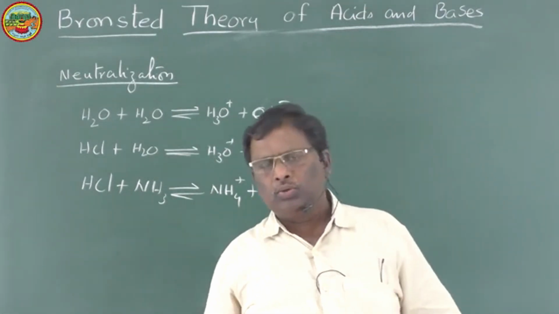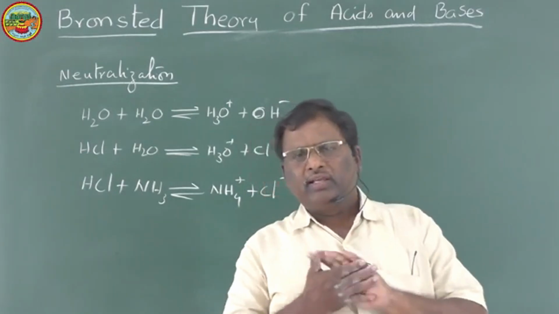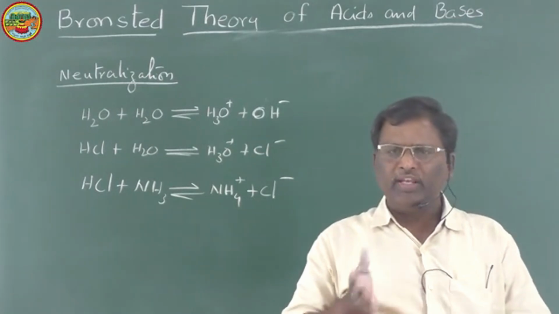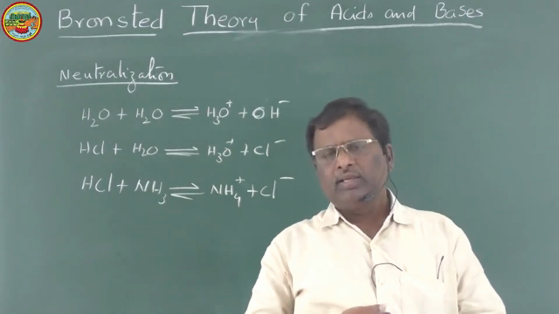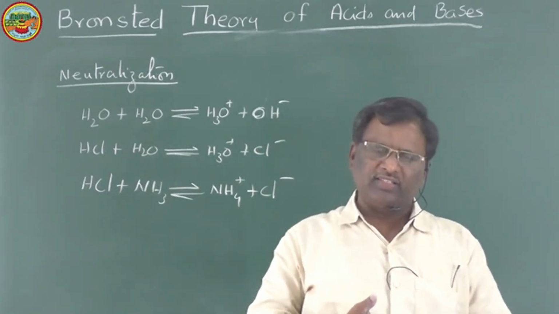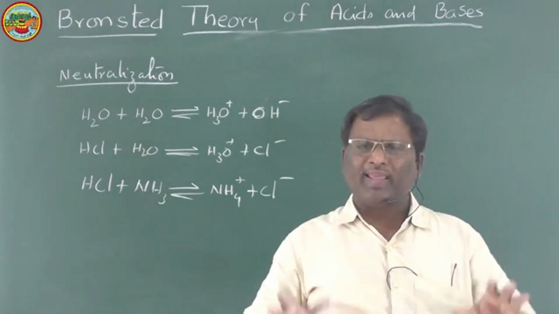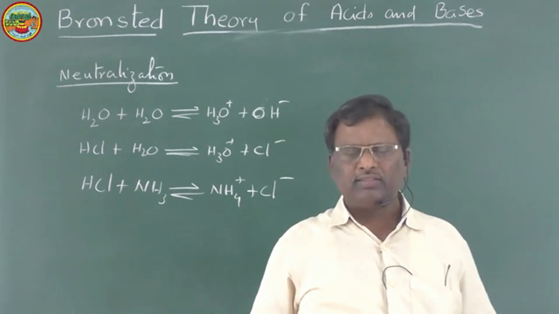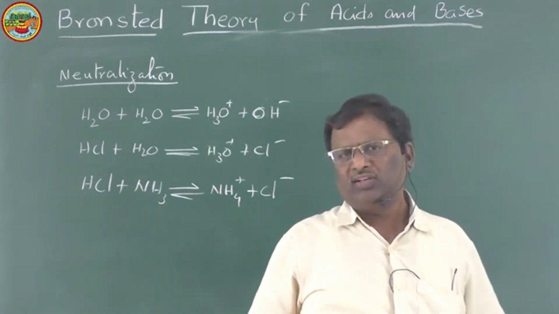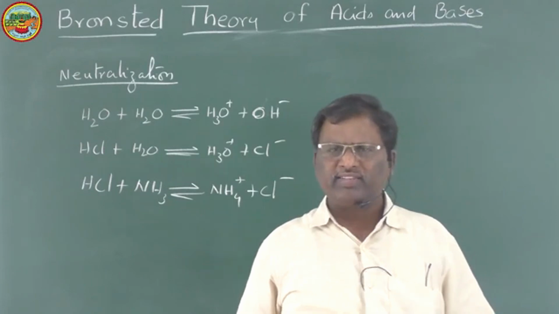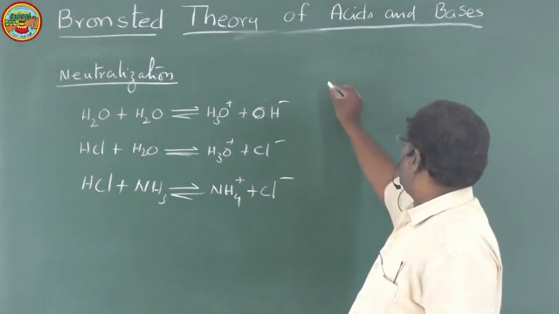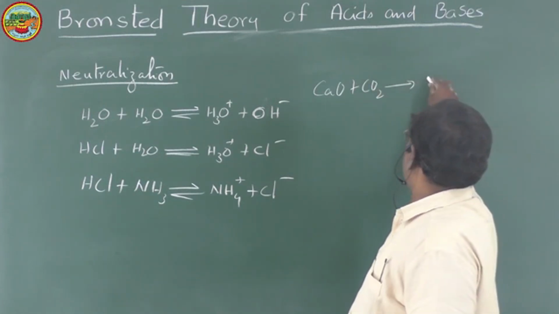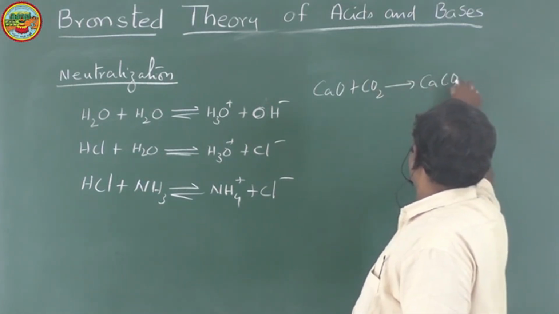Now, this Bronsted theory beautifully explains the behavior of so many acids and bases. But the main defect of this theory was it was unable to explain the behavior of acids and bases in which proton transfer does not take place. For example, if we take calcium oxide, when it reacts with carbon dioxide, it will give us calcium carbonate.